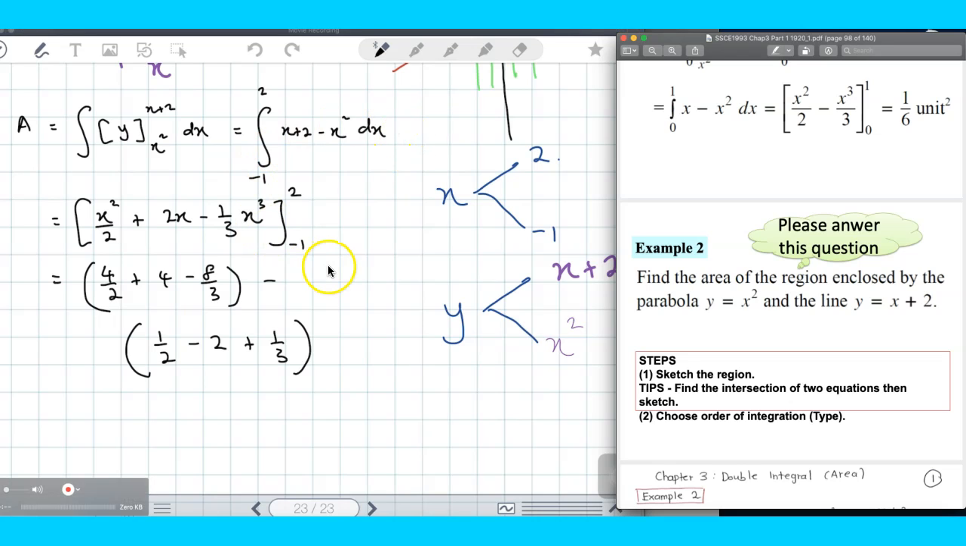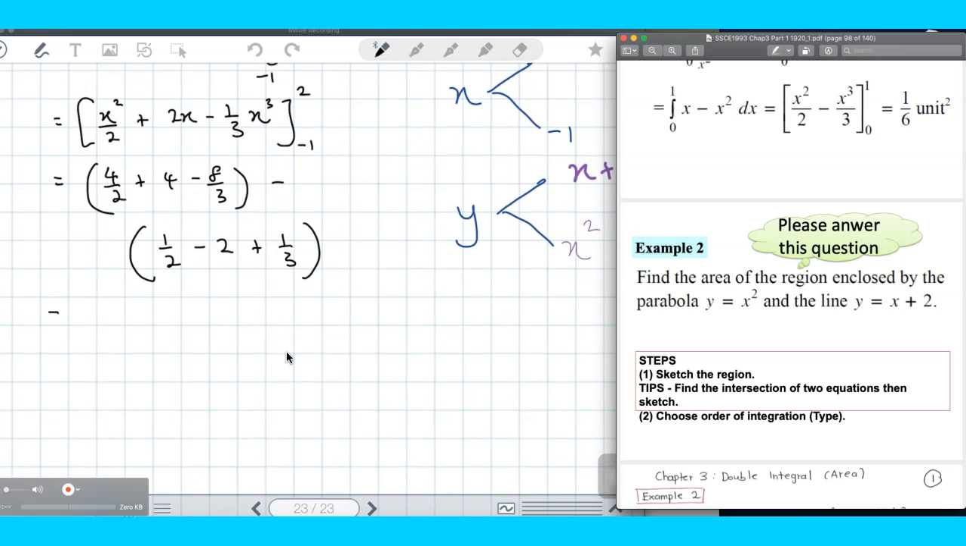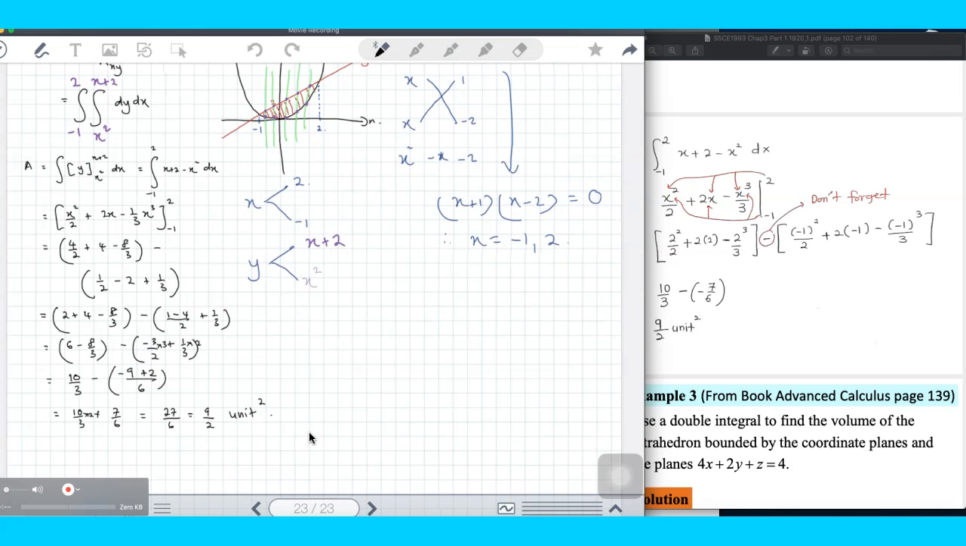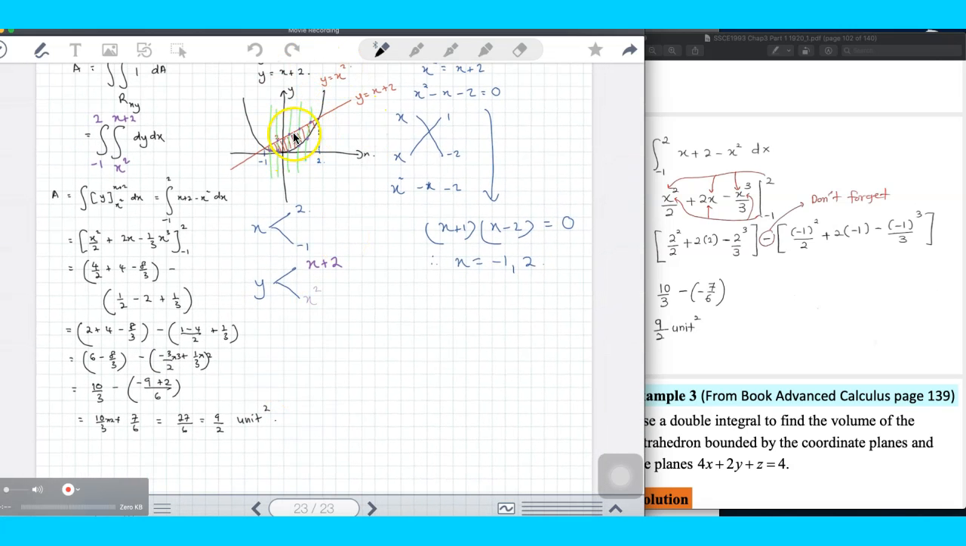Replacing minus 1 squared, we get 1 over 2 minus 2 plus 1 over 3. Then we need to simplify. When you simplify and evaluate all the terms, you can just use a calculator directly, and you should get 9 over 2 unit square, because this is the area. So we know that now the area of this region is 9 over 2 unit square.